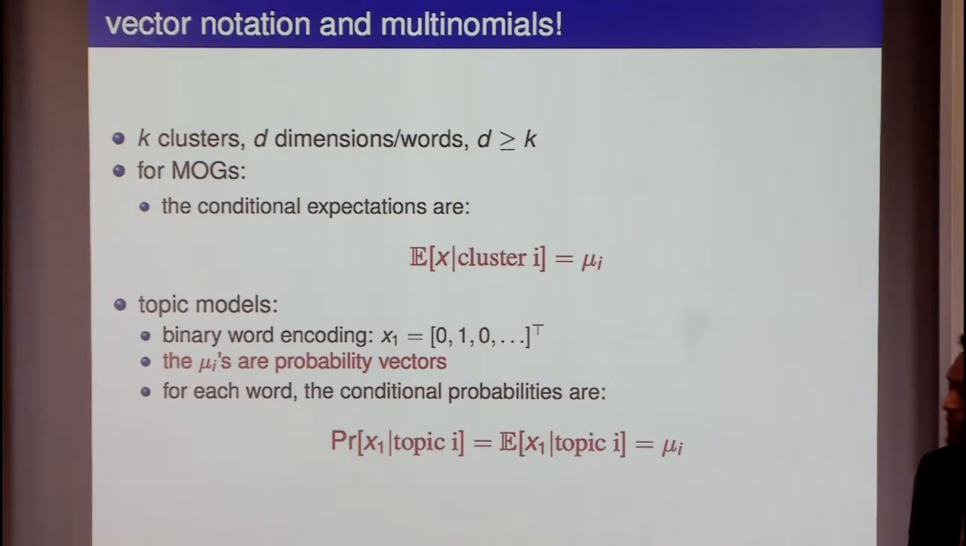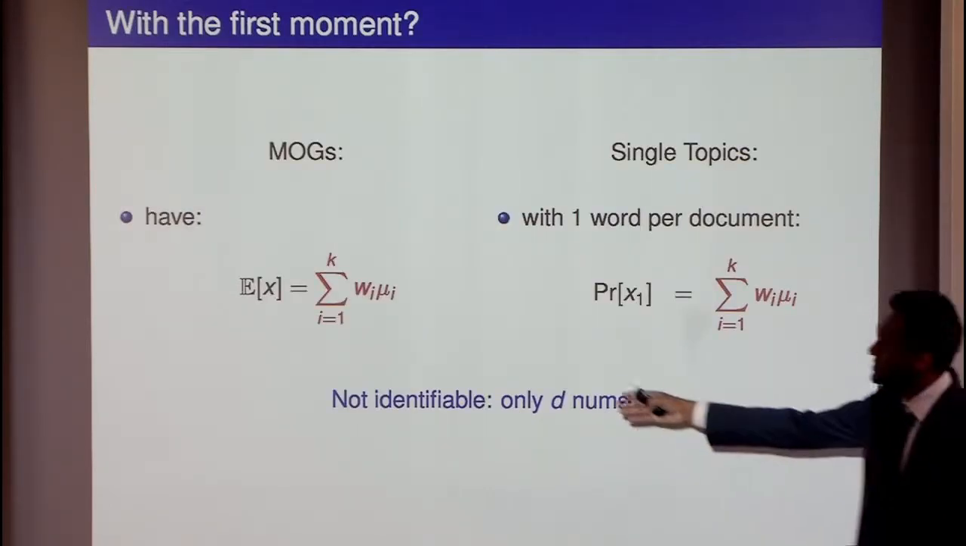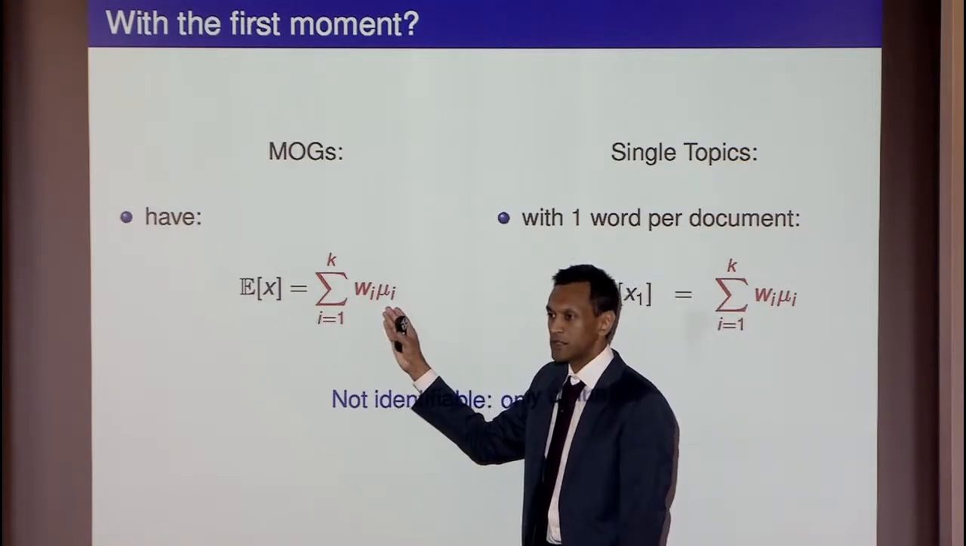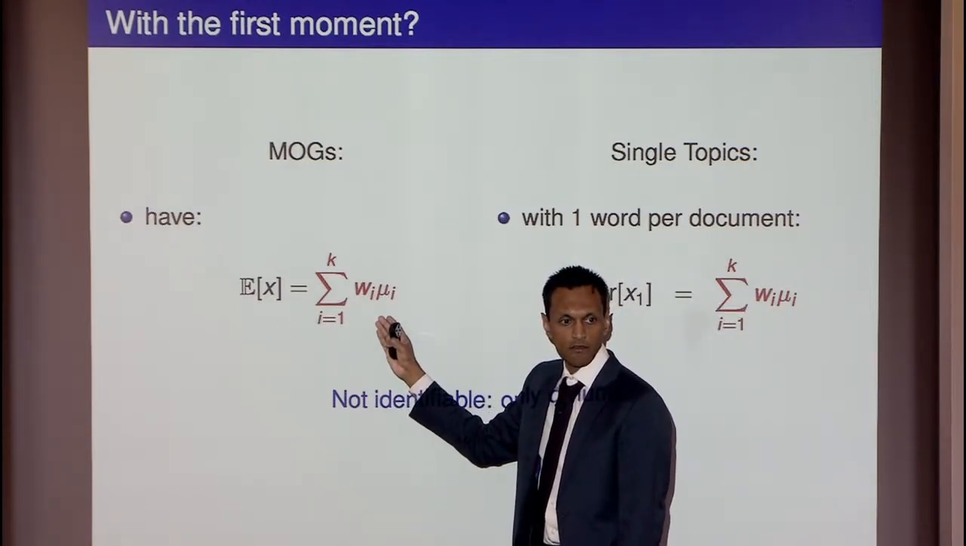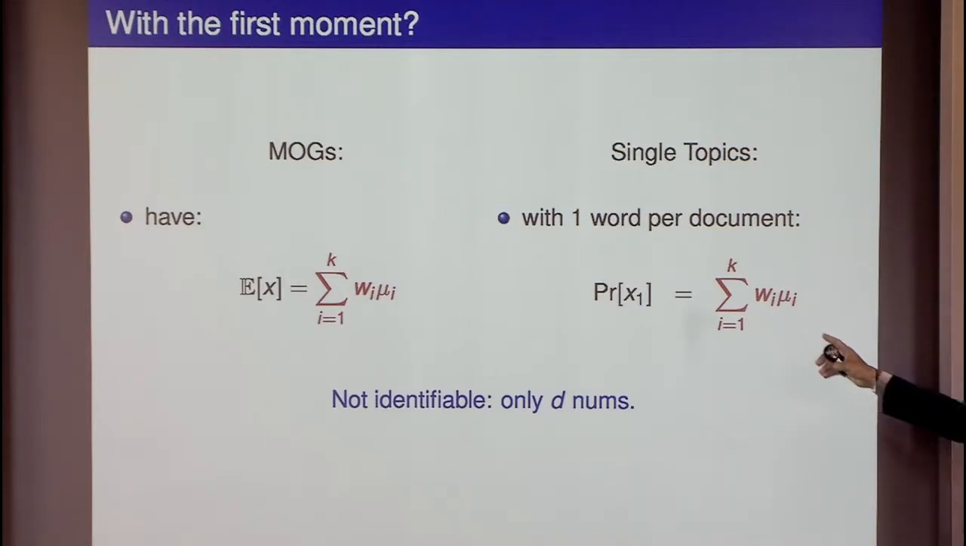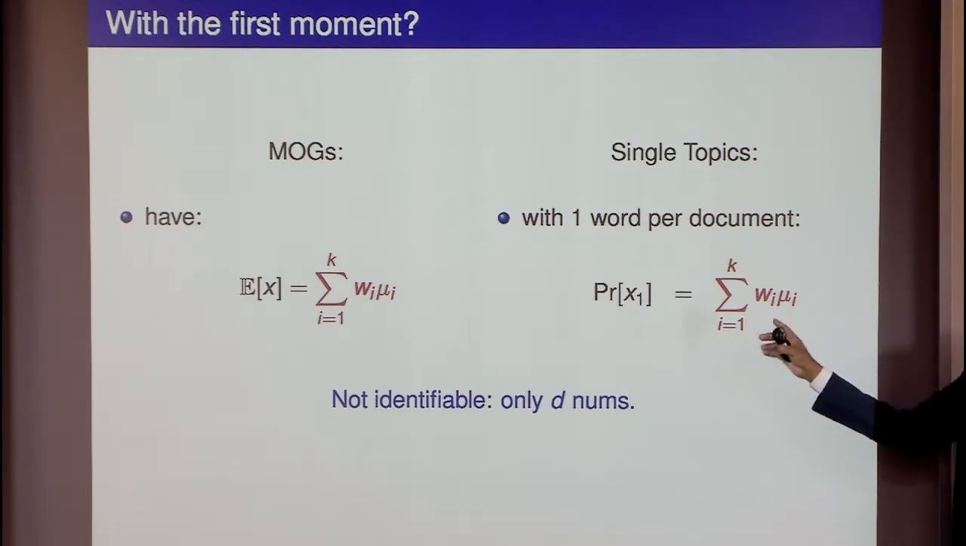Okay. So now let's just start looking at some moments and see if we can invert these things. So the first moment's simple. What's the first moment for the mixture of Gaussians problem? It's just the average of the mu i's. What's the first moment for the topic modeling problem? It's actually just also the average of the mu i's.